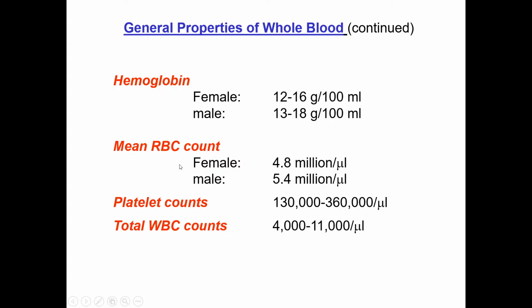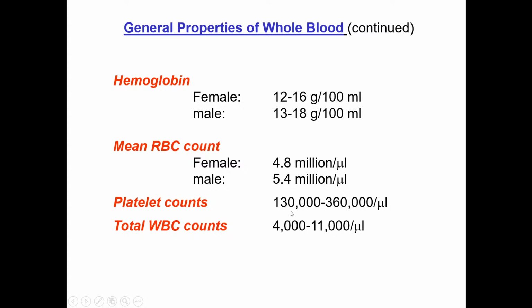Likewise, the mean RBC count in the female is slightly lesser than in the male. It is 4.8 million per cubic millimeter of blood, whereas in the male it is 5.4 million per cubic millimeter of blood. And again, the same reason can be assigned to the lesser number of RBCs as well as the lesser amount of hemoglobin in the female, as the female has a low BMR in comparison to the male. There is another reason, that is the loss of blood during the menstrual cycle.